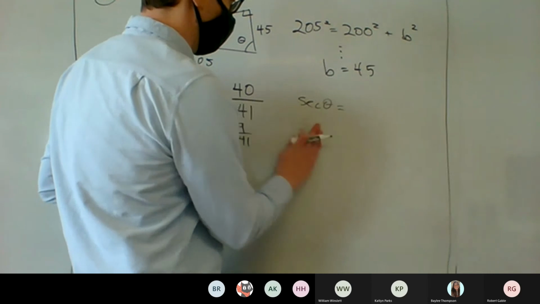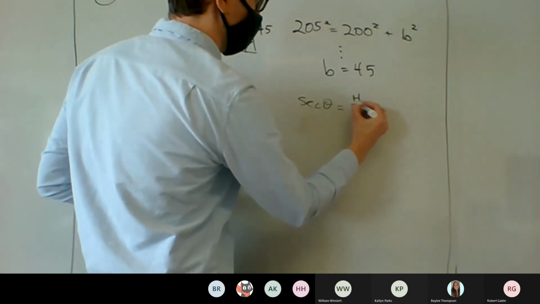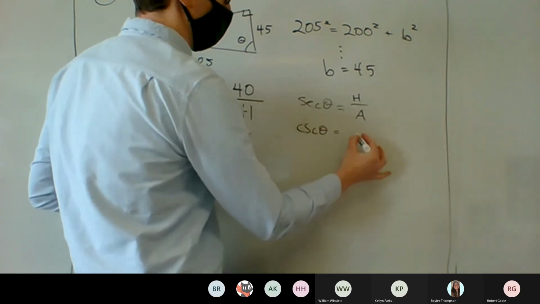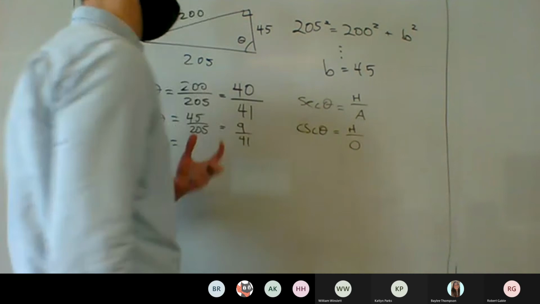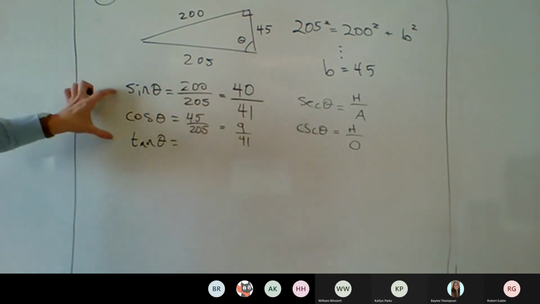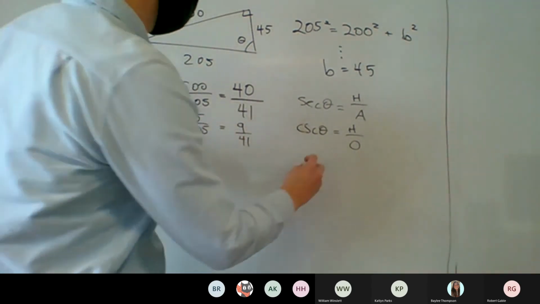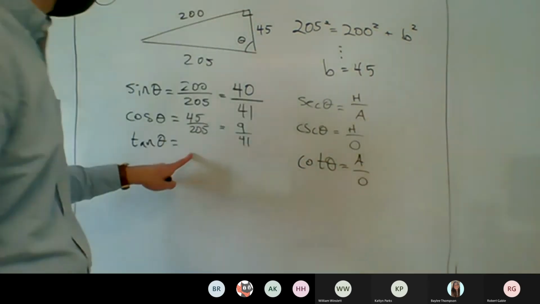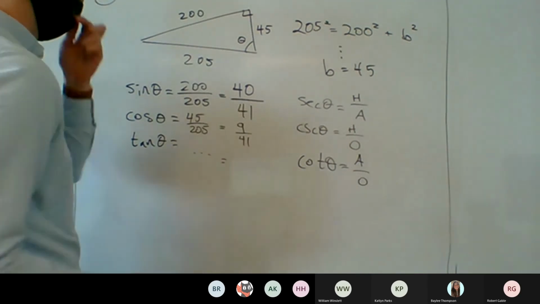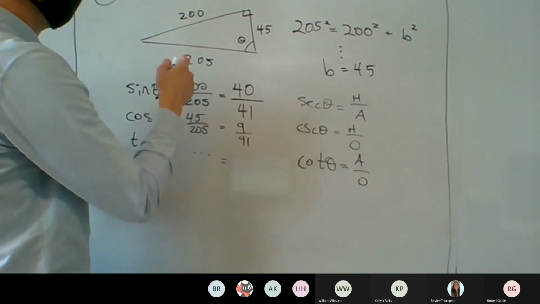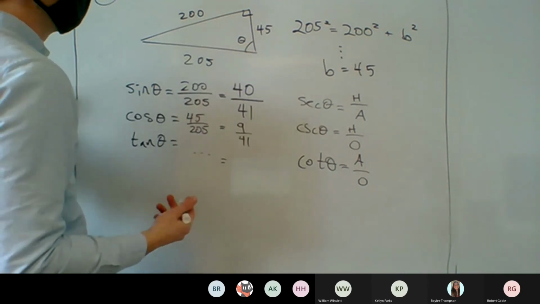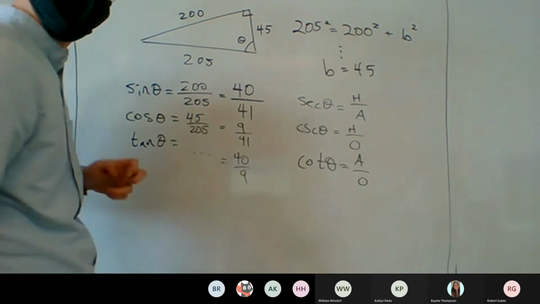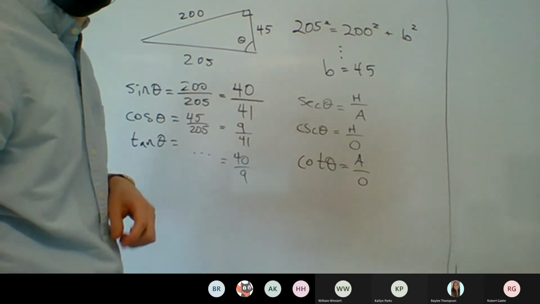Cosecant would be hypotenuse over opposite, right? The reciprocal of sine. So once you have the first three, it's really just a matter of flipping them over. So if tangent is opposite over adjacent, what would that be? 40 over 9? 40 over 9, right? Yes.